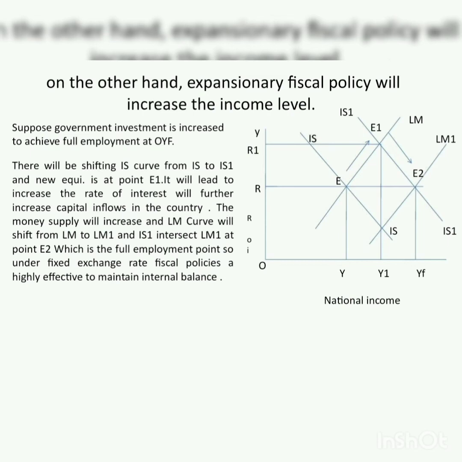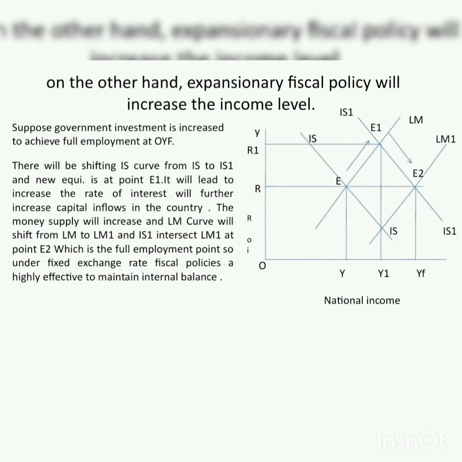because of large inflows of capital, automatically a shift will take place in the LM curve as well, because of the increase in the money supply in the economy. So there will also be a shift in the LM curve from LM to LM1, which shows that there is an increase in the supply of money in the country at point E2, which is the full employment point. So under a fixed exchange rate, fiscal policy is highly effective to maintain internal balance.